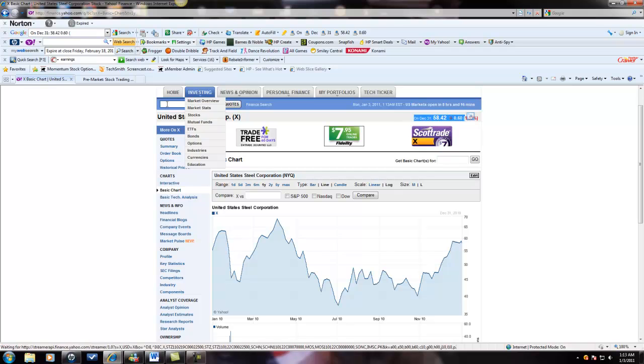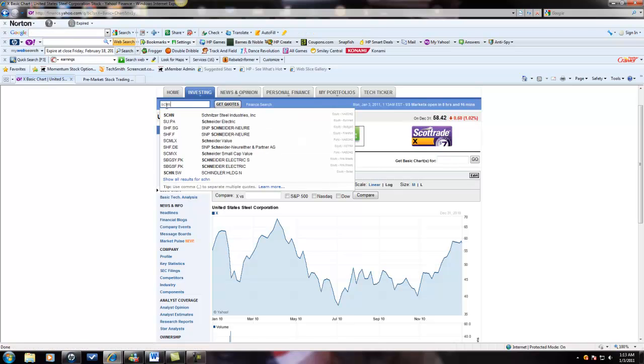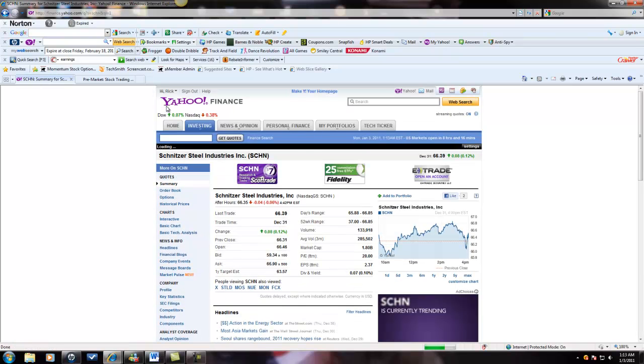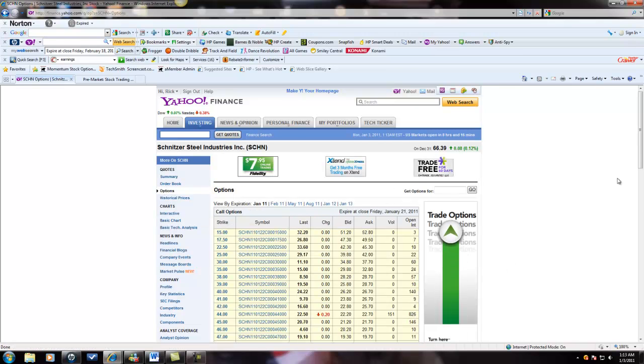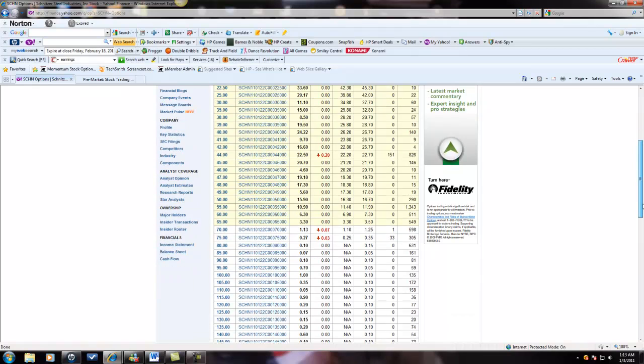So, that's the same case for Schnitzer Steel. Again, this could be a bullish trade before Alcoa's earnings. But, like I said, the options aren't that liquid, so we're kind of going to stay away from them.